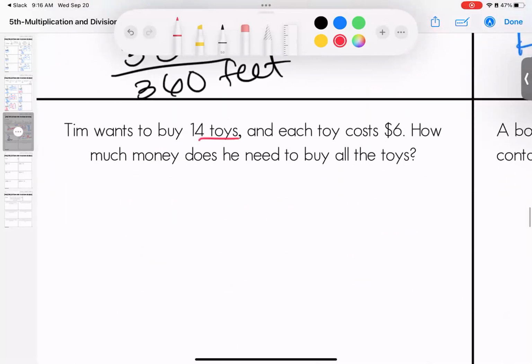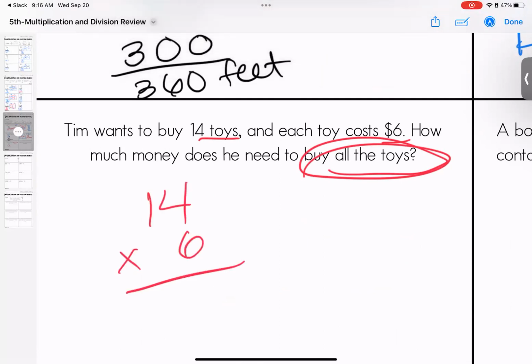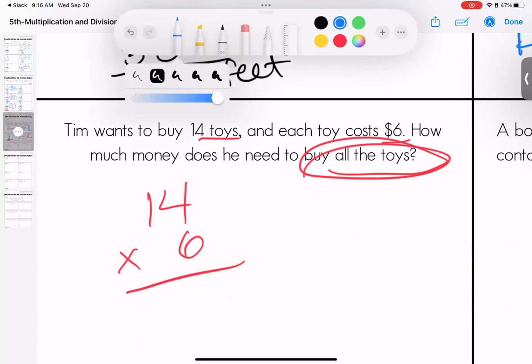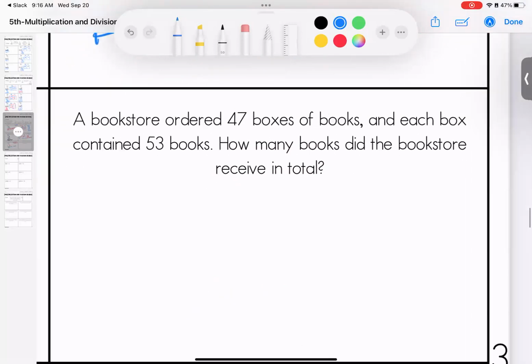Tim wants to buy 14 toys, and each toy costs $6. How much money does he need to buy all the toys? So 14 toys at $6 each. 4 times 6 is 24. 6 times 1 is 6. Add 2 is 8. It's going to cost him $84 for toys. Last one on the multiplication.